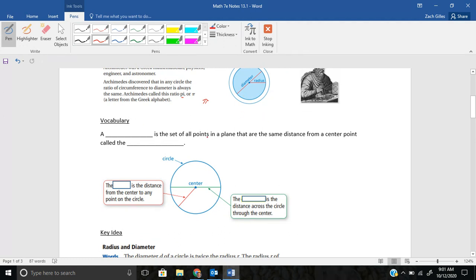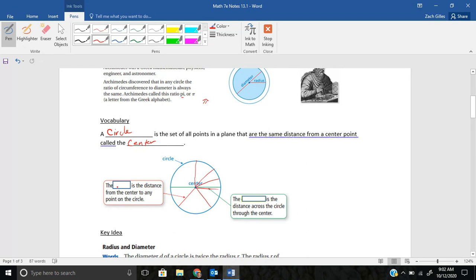The first term is a circle, and that might seem pretty obvious, but a circle is the set of all points in a plane. So if you could put a point on each one of these dots, they're the same distance from the center point, called, we're going to be very technical here, the center. So if I were to put a point here, this distance from the center is the same as that point, as that point, as that point, right? It's the center.